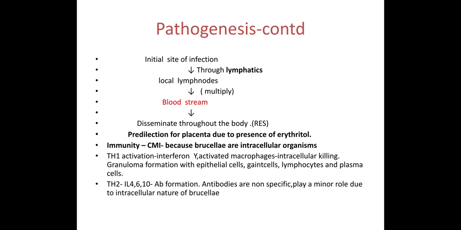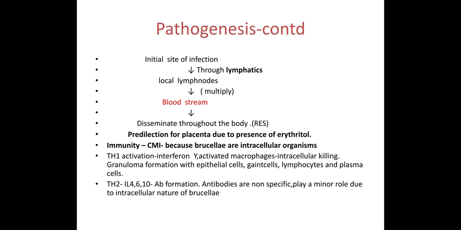Now you know the various ways in which Brucella can enter and the routes through which it enters the human body. Once Brucella have entered, at the site of entry they multiply and through lymphatics they go to the local lymph nodes, multiply in the lymph nodes and spill over into the blood circulation. Once in the general circulation, they can disseminate throughout the body and settle in the various reticuloendothelial organs.